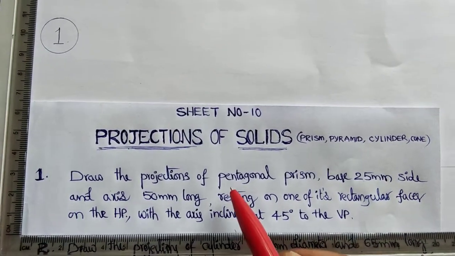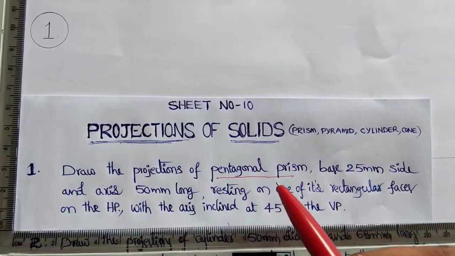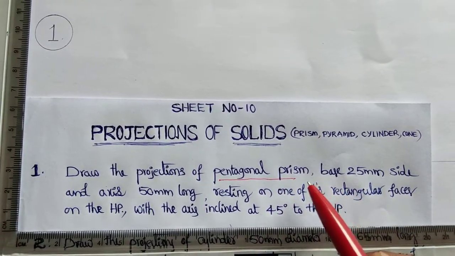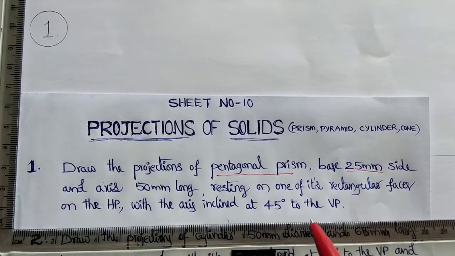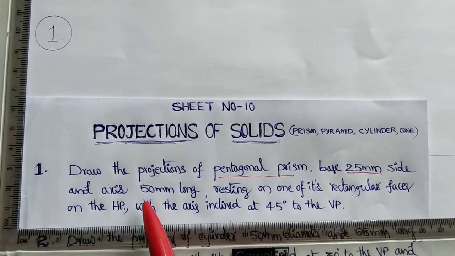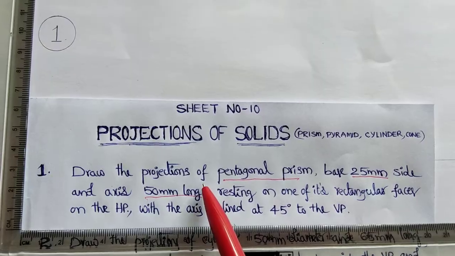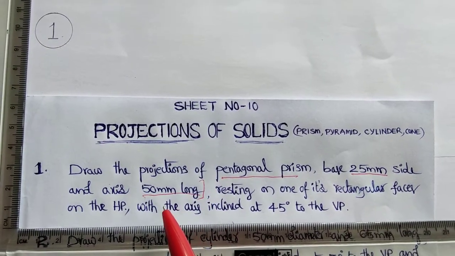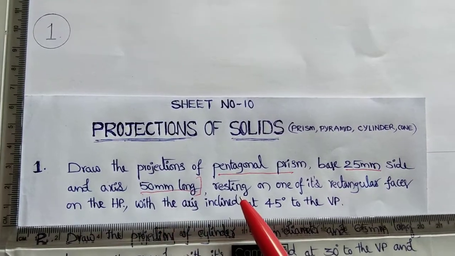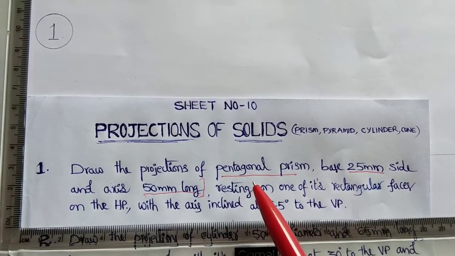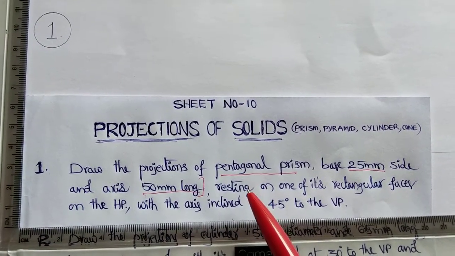here our object name is pentagonal prism, and coming to the details of this pentagonal prism, the base side dimension is 25 mm and the axis dimension is 50 mm long. Up to this point, this is about the details of the given pentagonal prism. Next we can see the position of the pentagonal prism with respect to the horizontal plane and vertical plane.